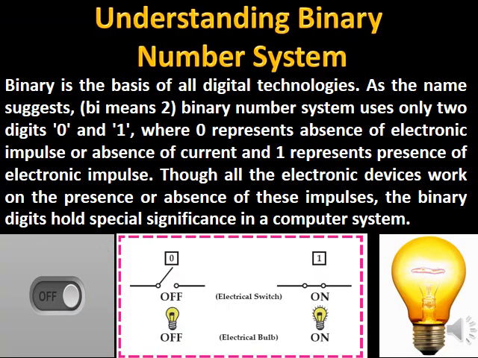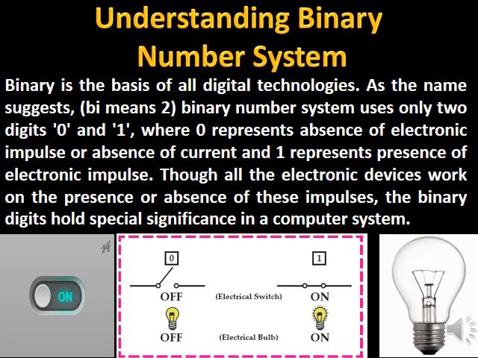Next topic is the binary number system. Binary is the basis of all digital technologies. As the name suggests, bi means 2. So in the binary number system it uses only two digits, 0 and 1, where 0 represents the absence of electronic impulse and 1 represents the presence of electronic impulse. Though all electronic devices work on the presence or absence of these impulses, the binary digits hold special significance in a computer system.